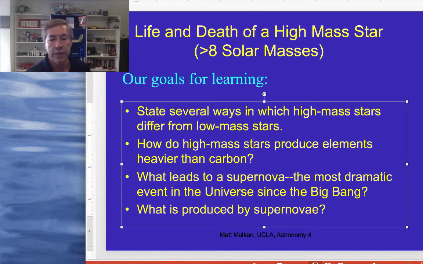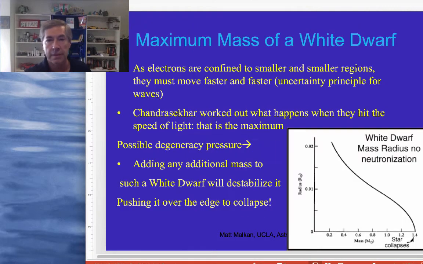But first, we need to remind ourselves of what we already are supposed to know about the evolution of normal stars like the Sun, fairly low-mass stars. And I will get the next slide up there.